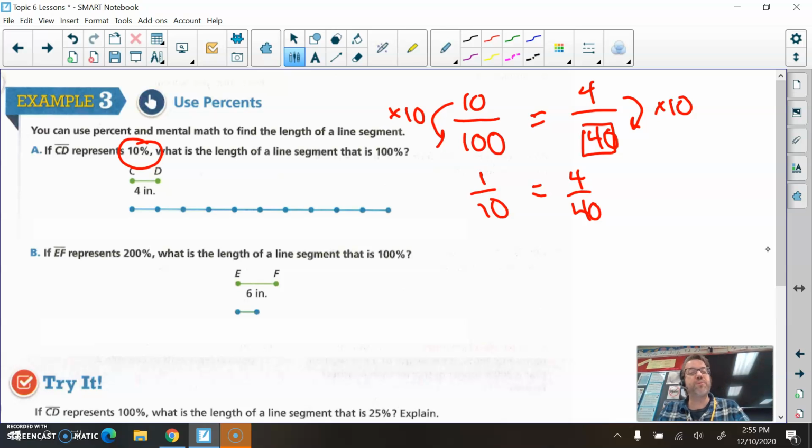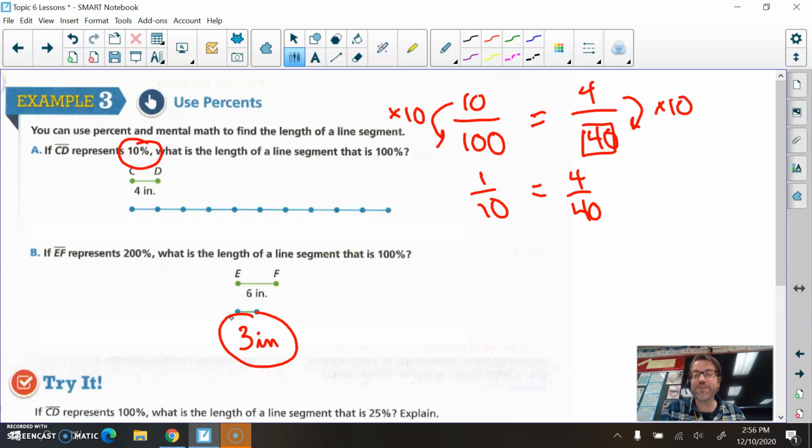If EF represents 200%, here's EF right here, it's 6 inches long. What is the length of line segment that is 100%? Well, 100%, can you use mental math on this one? 100% is like half of 200%. So this little blue line segment must be half of this green line segment. Can you find half of 6 inches? Yeah, 3 inches, right? So we can solve that using mental math.